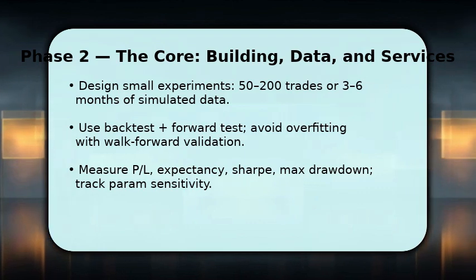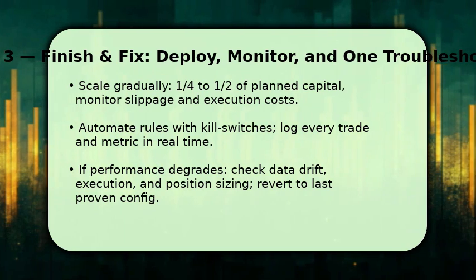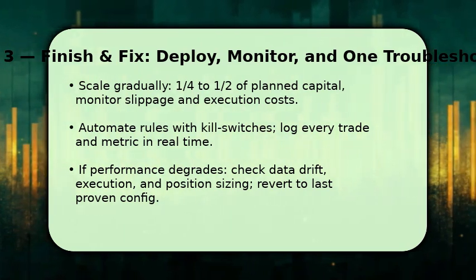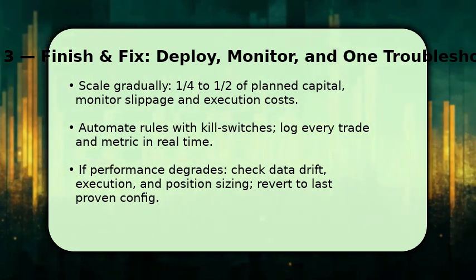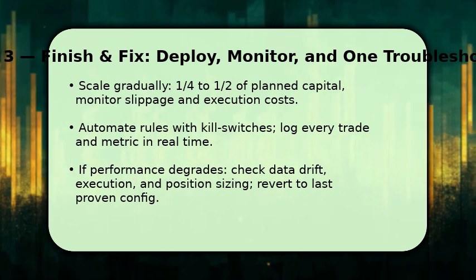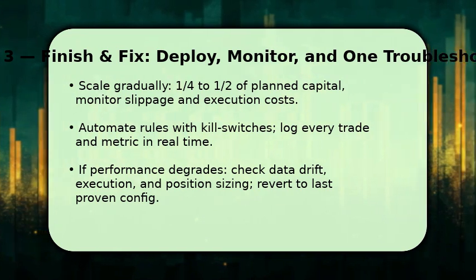You move to live implementation by scaling in. Start at 1/4 to 1/2 of planned capital so slippage and costs stay visible but contained. Automate execution with hard stop loss and kill switches, and log every trade so you can correlate behavior with market conditions. Once running, monitor key metrics in real time.